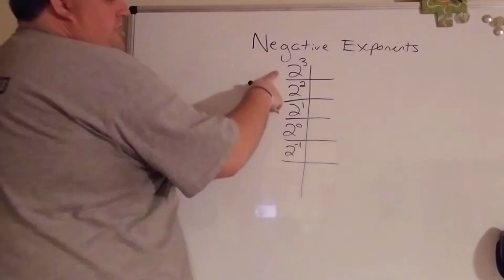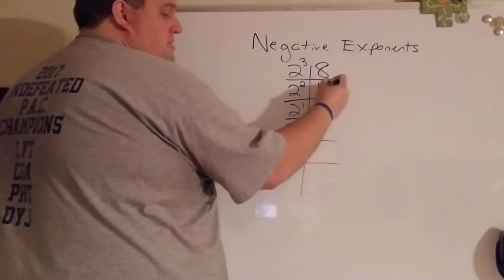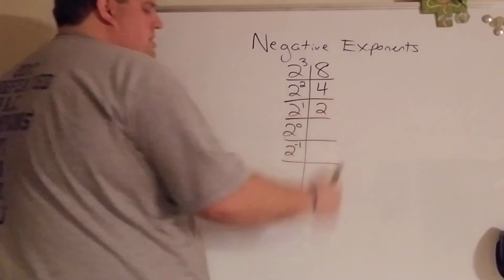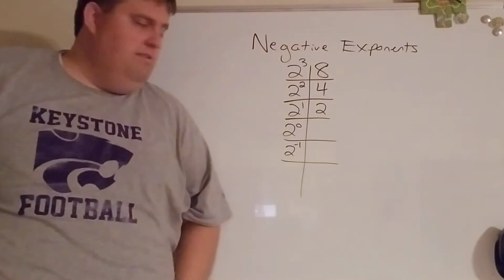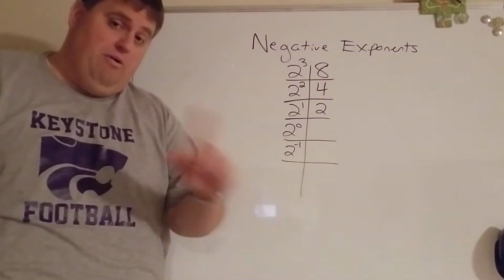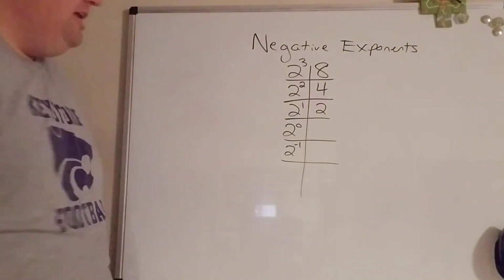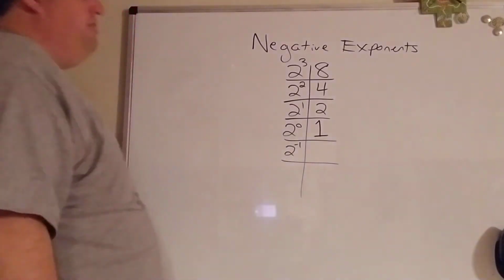So 2 to the 3rd power is 2 times 2 times 2, which is 8. 2 to the 2nd power is 4. 2 to the 1st is 2. I don't know if you guys remember what 2 to the 0 power is. But if you put it in your calculator, you'll see that anything to the 0 power is always going to give you 1. Now, why is that true? It's kind of hard to explain.